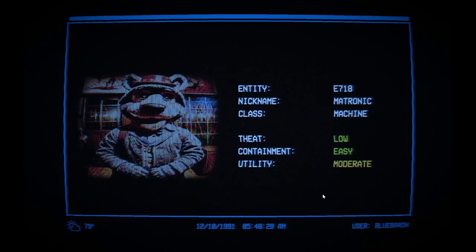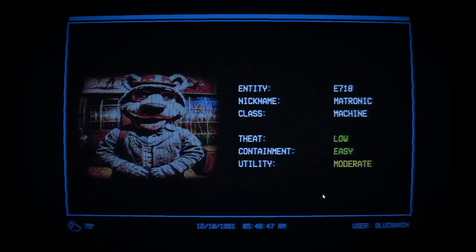Matronics take the form of animatronics, playful figures that appeal to children. Matronics prey on children with no known case of an adult victim. It isn't known where Matronics bring their child prey, however, they are never seen again. Matronics, although dangerous, are easy to terminate and capture.